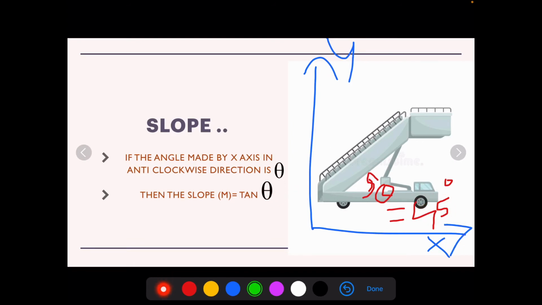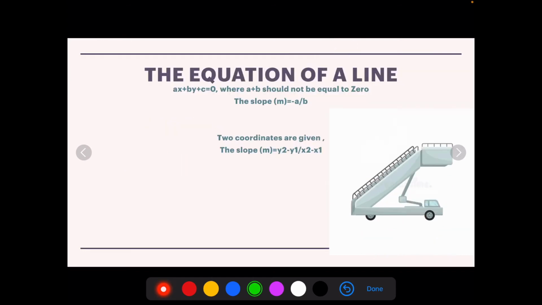Now, tan 45 is equal to 1. Now, the engineers will perform some more advanced calculations, and then they'll find out the angle at which they have to align the aircraft and the staircase. Now, in the other case, we have two cases. So let's take the first case.